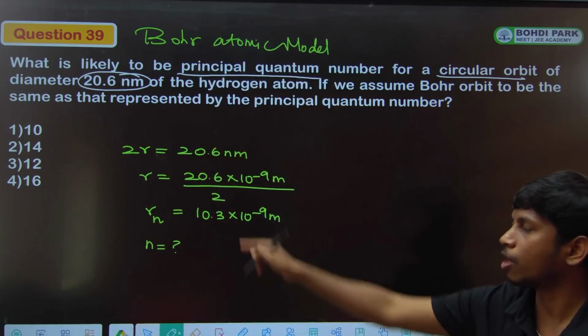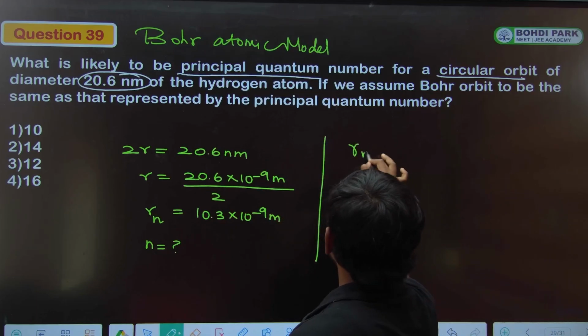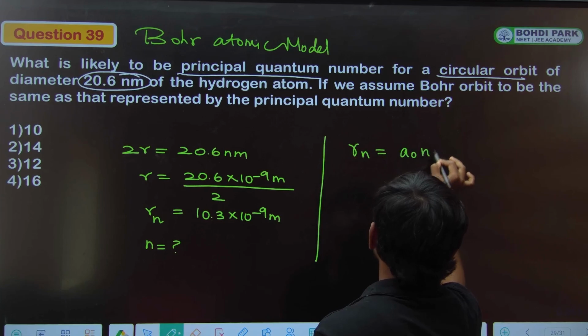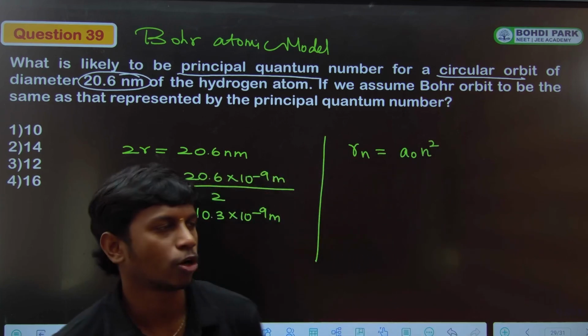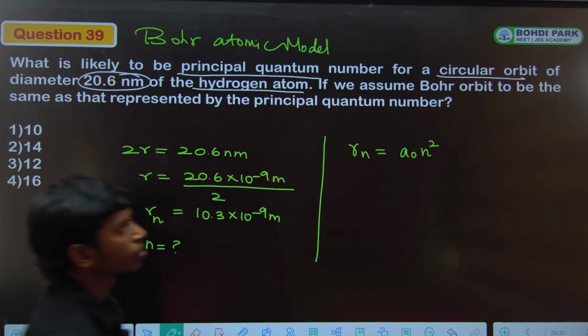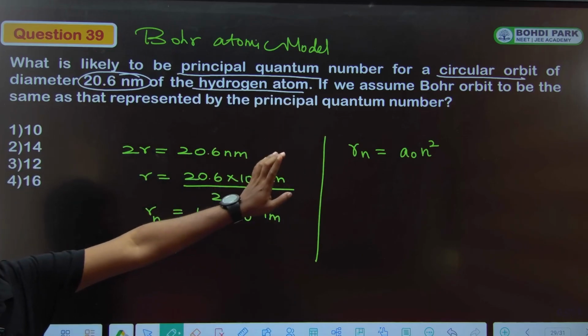Okay, what is the formula for Rn? Rn is equal to A naught n square. Okay? This is our formula for Rn for the hydrogen atom. Okay, this is mentioned that hydrogen atom. Okay, we need to find out the n value.